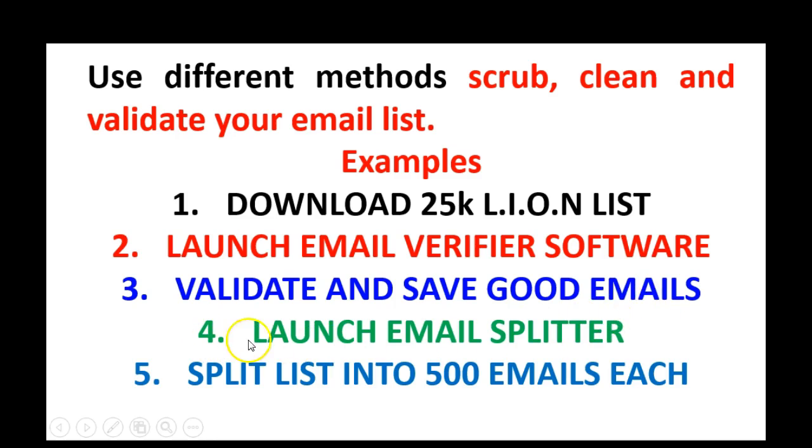The fourth step will be you will launch Email Splitter. It's a software that we use to divide or split whatever you get from the 25K after verification. You will split the emails into small lists. Each of them will consist of 500 emails. Let me show you with a simple demonstration of how this is done.